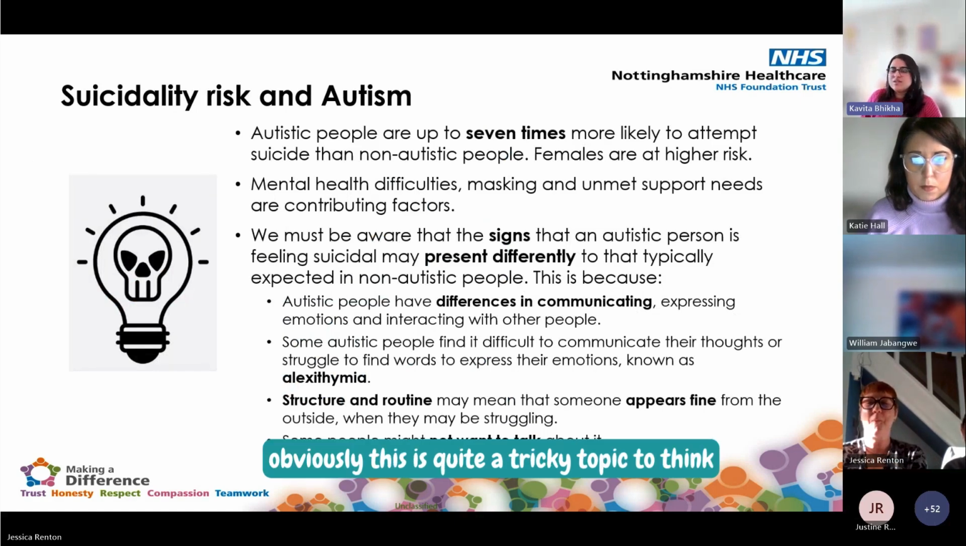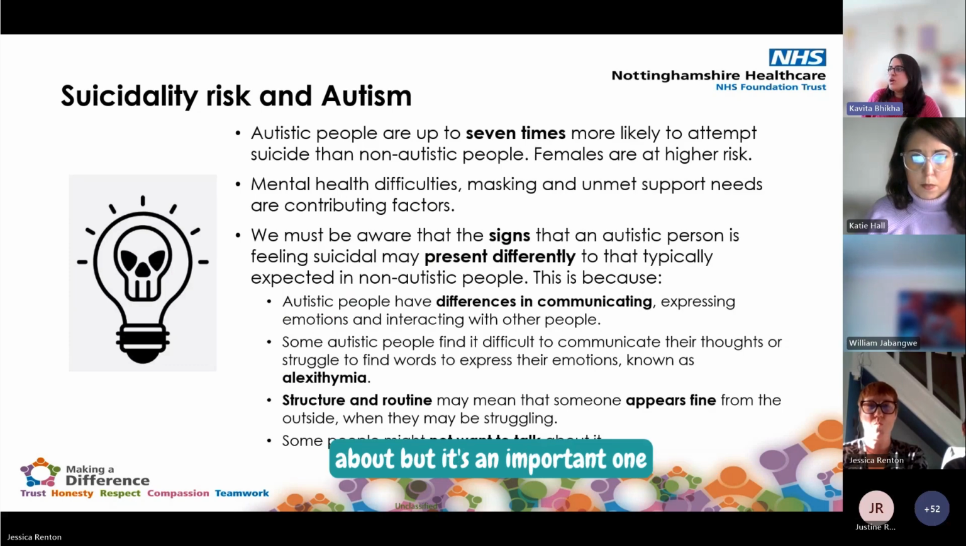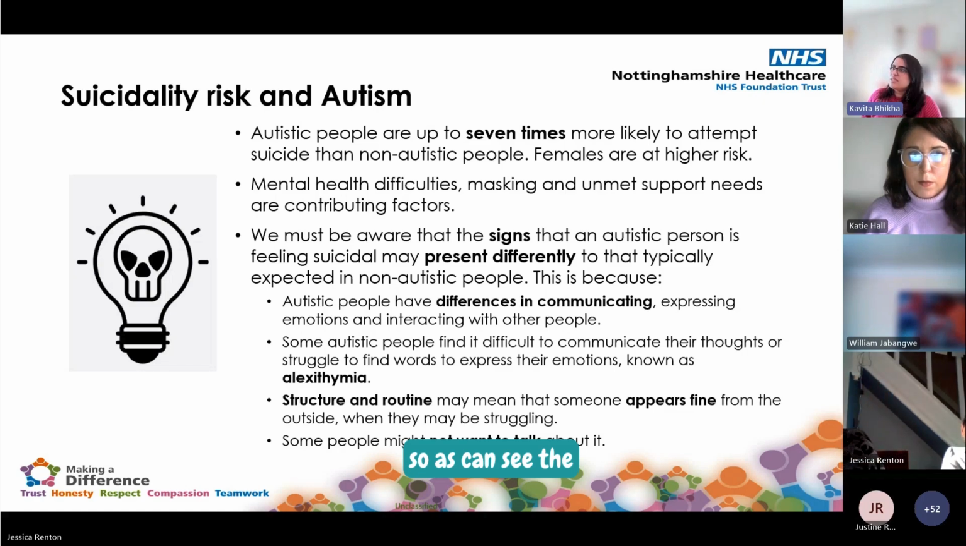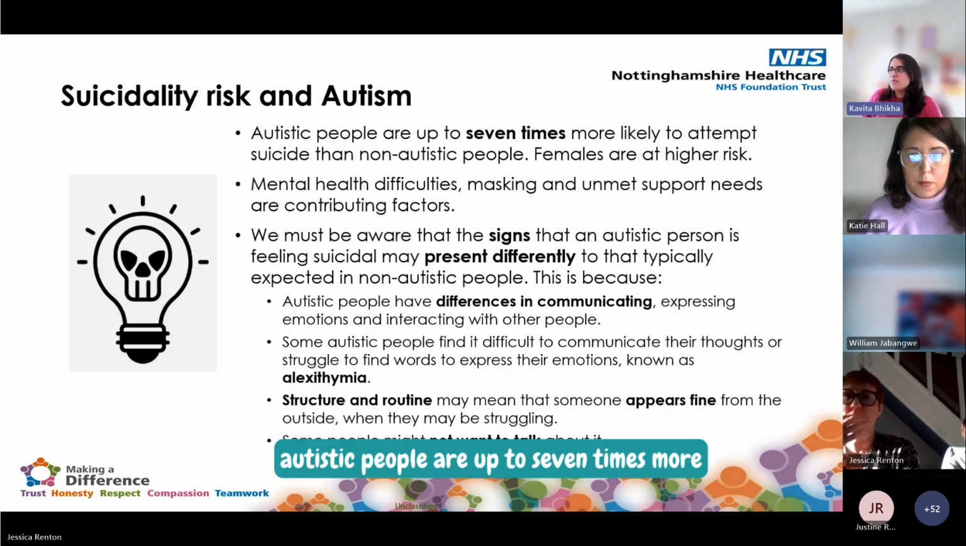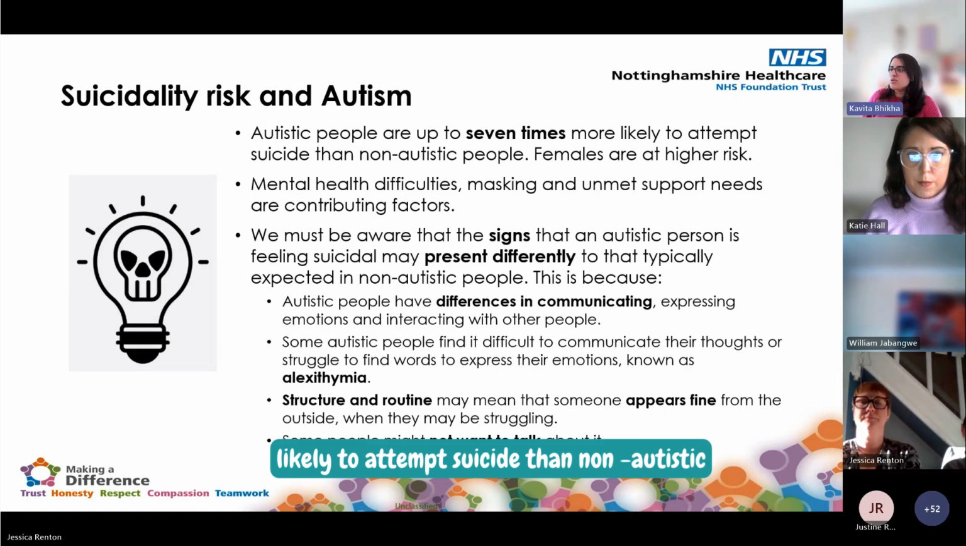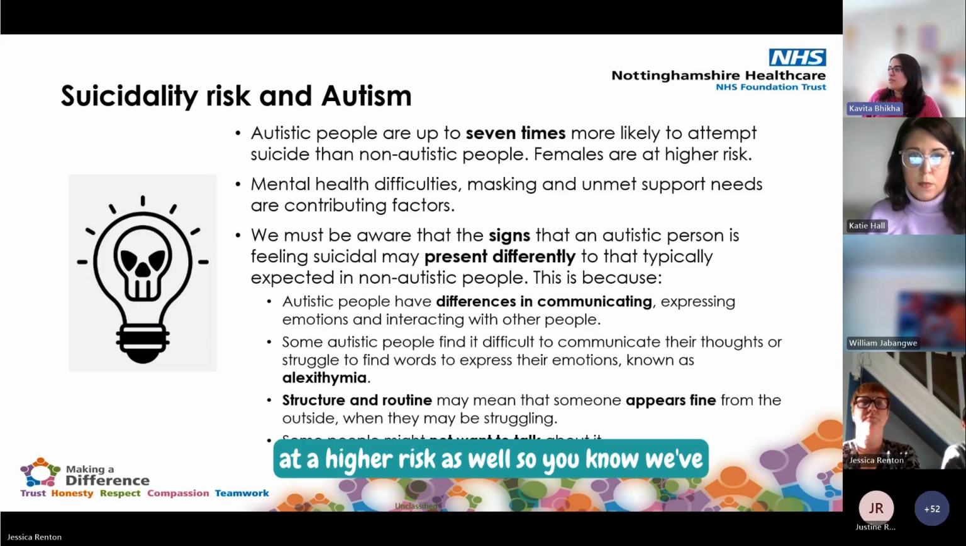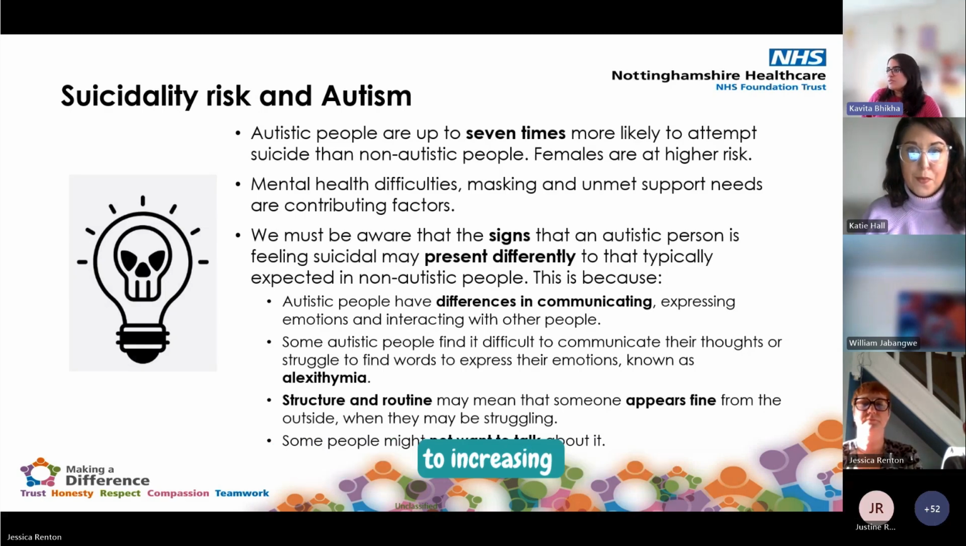So obviously this is quite a tricky topic to think about, but it's an important one to raise. There's quite a high and worrying link between autism and suicide. As you can see there, autistic people are up to 7 times more likely to attempt suicide than non-autistic people. And females are at a higher risk as well. So we've got to make sure we're taking that into account. Mental health difficulties, masking and unmet support needs are contributing factors to increasing that gap.